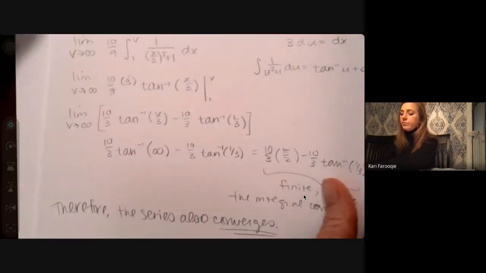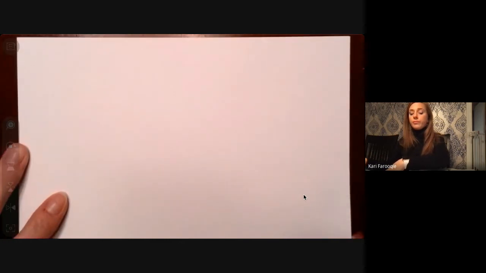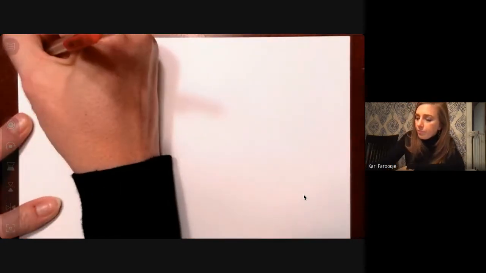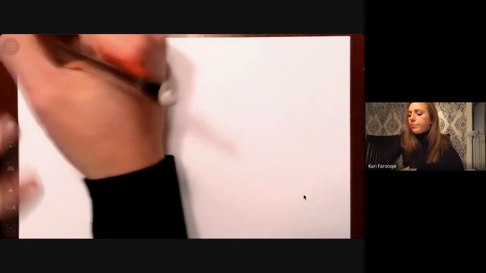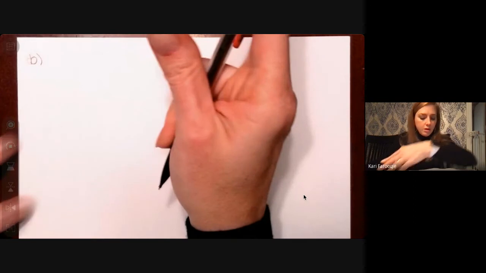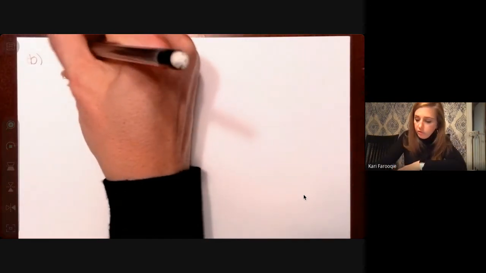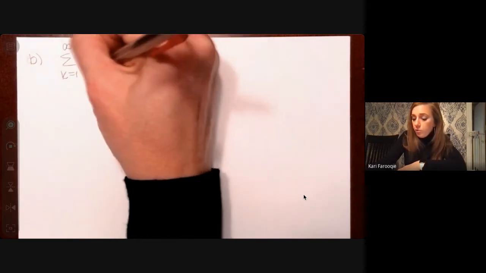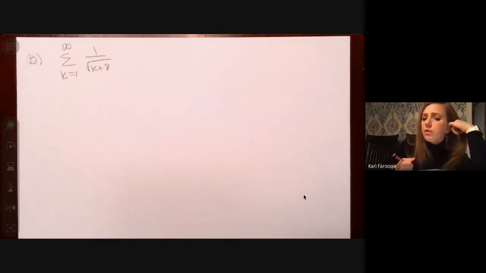Let's do another example using the integral test. Maybe 2 more. Oh, I think the last one I called A, so we'll call this one B. Okay, so this will be the series from k equals 1 to infinity of 1 over the square root of k plus 8. Now I'm going to ask you to once again make a conjecture here for what you think is going to happen.